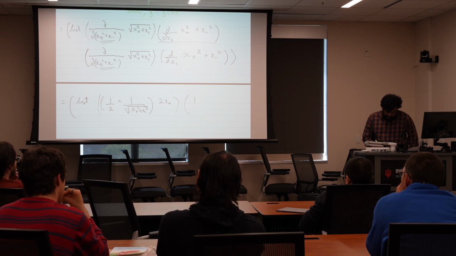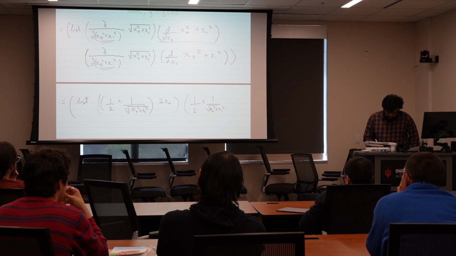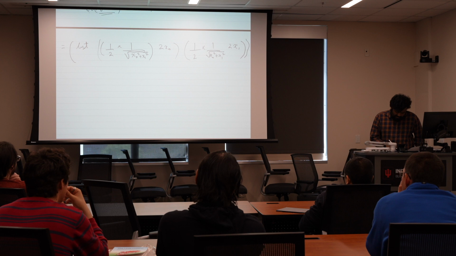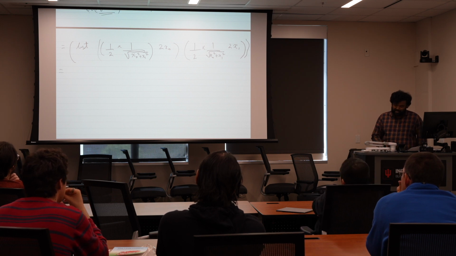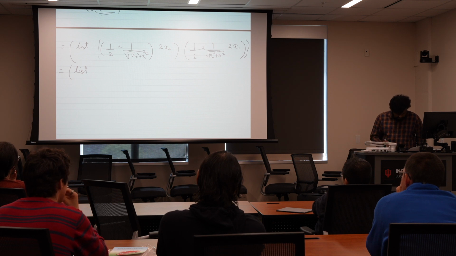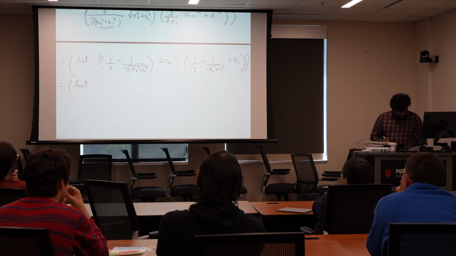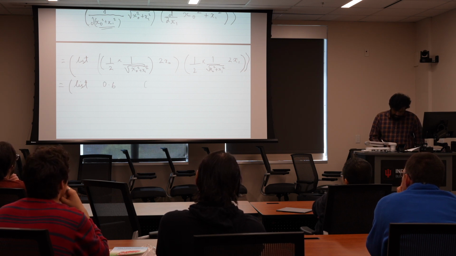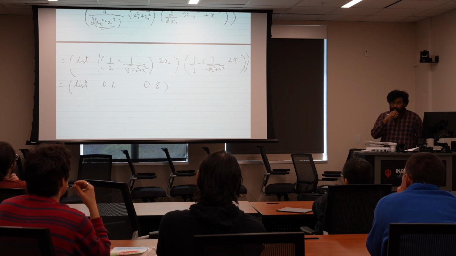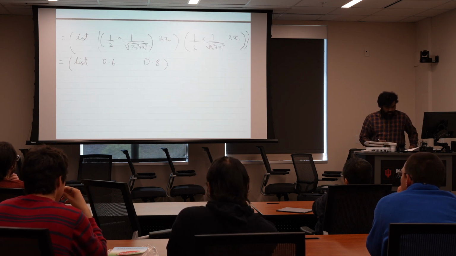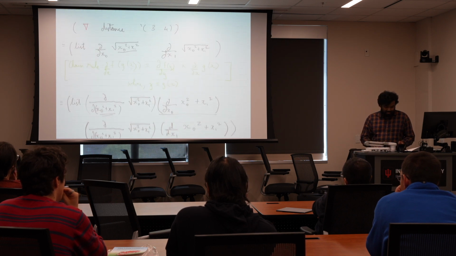So similarly we have the same term here, and then we just swap in x0 and x1. x0 is 3 and x1 is 4. So that would come up to 0.6 and 0.8 if you do the calculations. So that's how the nabla function works.